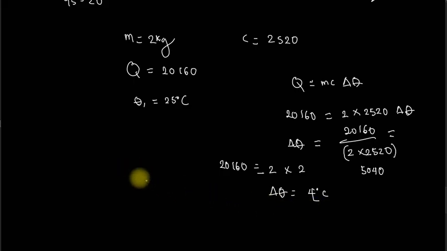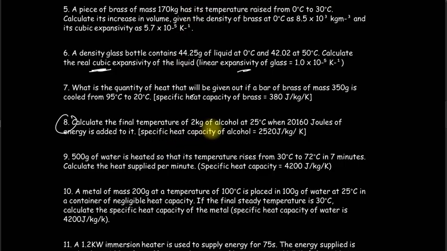And since our change in temperature is 4 degrees Celsius, remember that change in temperature is equal to theta 2 minus theta 1, right? That means change in temperature is equal to, this is our initial temperature. So the final temperature of a 2 kg. Okay, calculate the final temperature, right? 25. When this amount of energy is added to it.